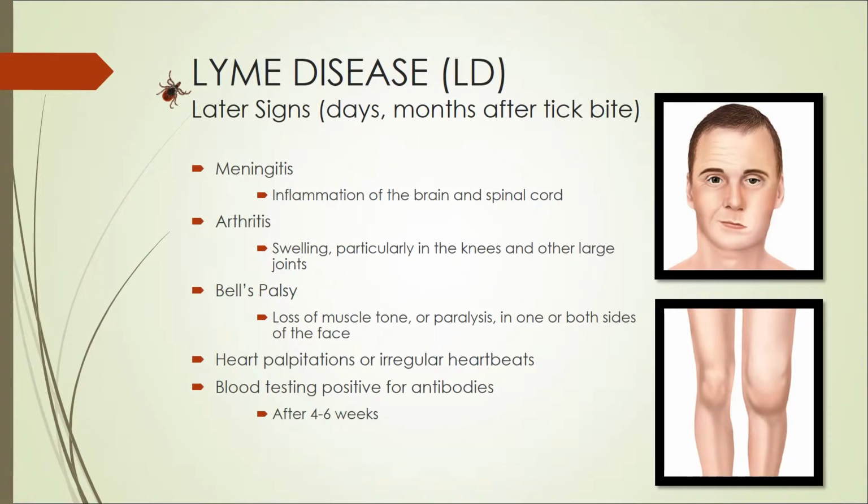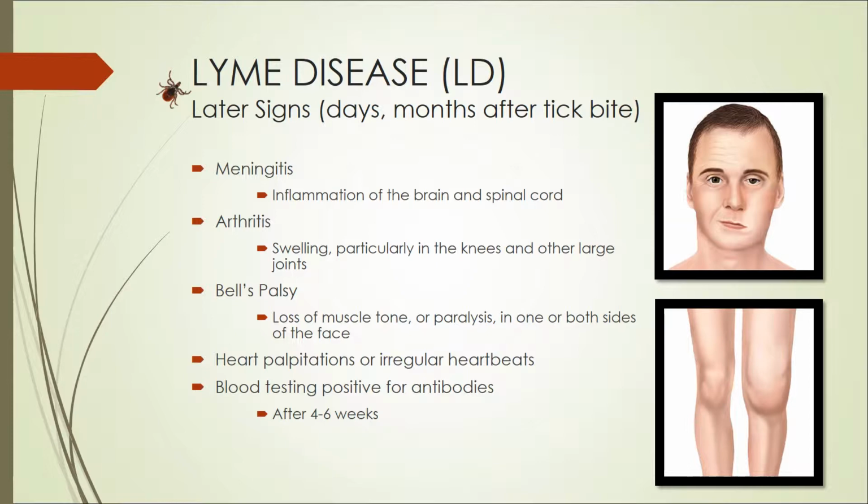If not treated in the early stages, the signs and symptoms of the illness become more severe. Inflammation to the brain and spinal cord may develop, and arthritis with swelling, particularly in the knees and other large joints. A condition called Bell's palsy, which is manifested by the loss of facial muscle tone, may develop, as well as heart palpitations or irregular heartbeats.